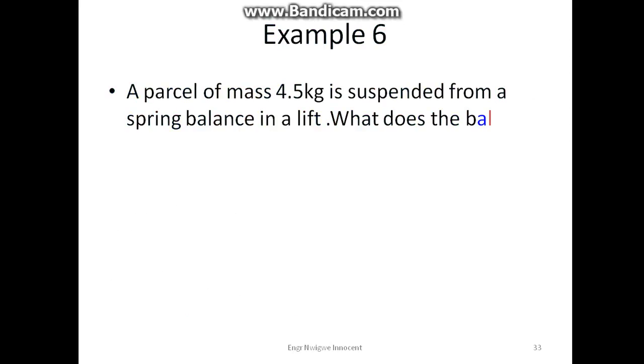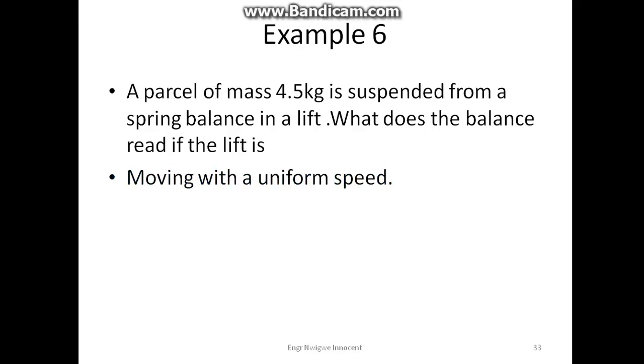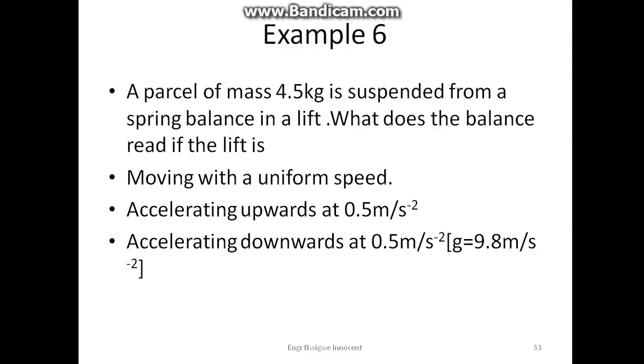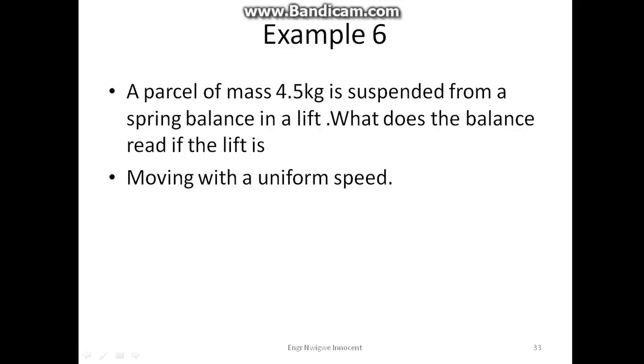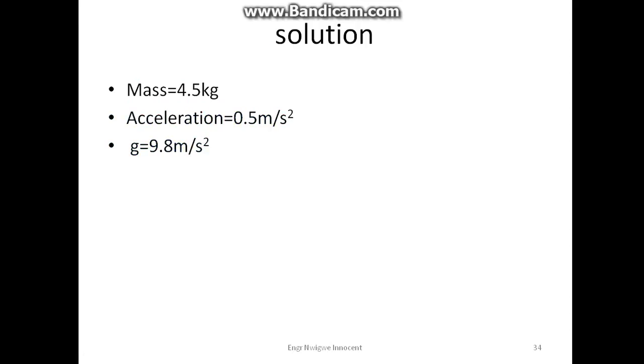Example 6. A parcel of mass 4.5 kg is suspended from a spring balance in a lift. What does the balance read if the lift is moving with a uniform speed, accelerating upwards at 0.5 meters per second squared, accelerating downward at 0.5 meters per second squared, taking force of gravity g equal to 9.8 meters per second squared? Solution. Mass is equal to 4.5 kg. Acceleration is equal to 0.5 meters per second squared. Gravity is equal to 9.8 meters per second squared.